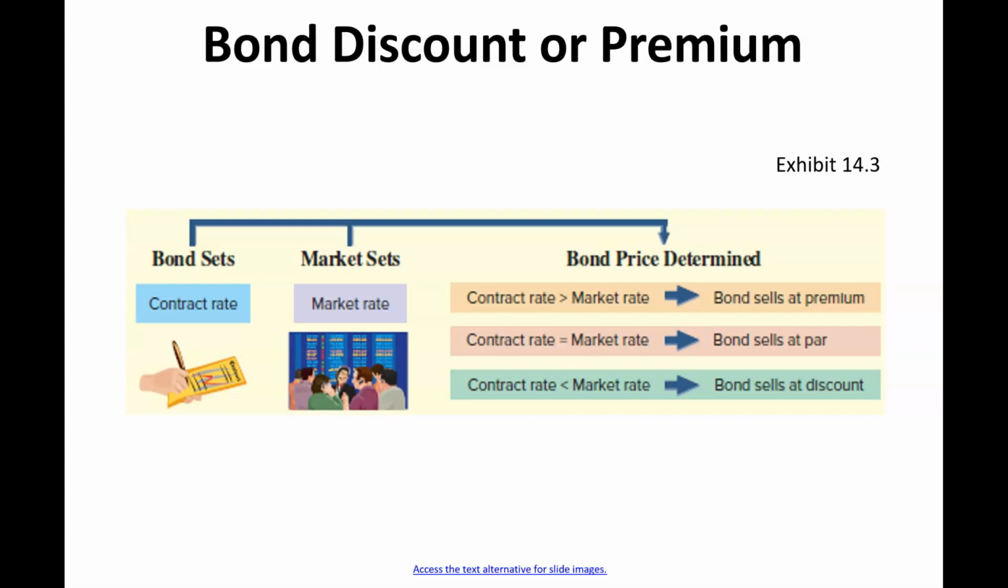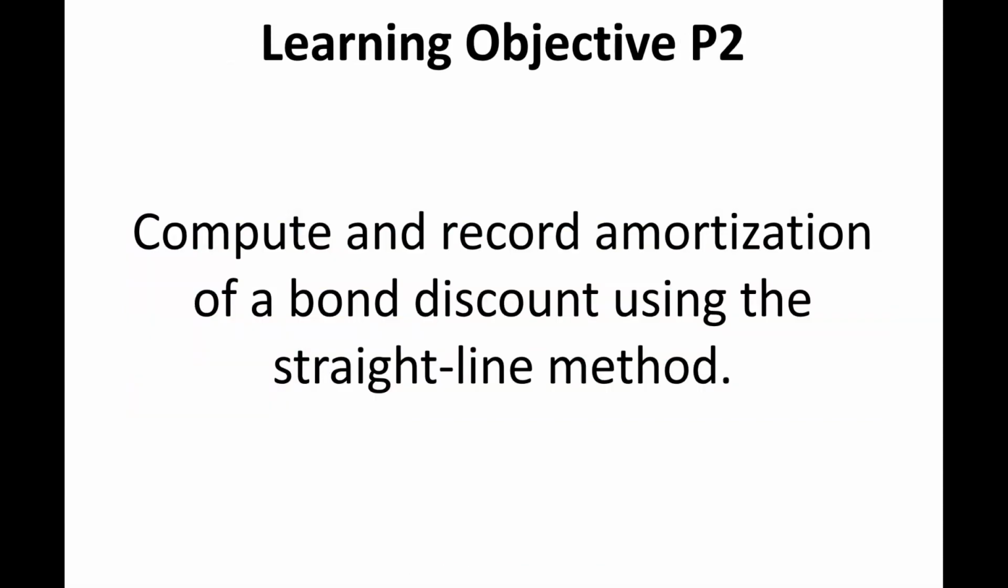If the contract rate for the bond is higher than the market rate, more people are wanting to invest in bonds. That is a case where you can actually sell your bond at a premium, which is more than par, more than 100%. When you sell it at a discount or a premium, that difference between the par value and the amount you sell it for needs to be amortized over the life of the bond. Straight line depreciation is used for that.